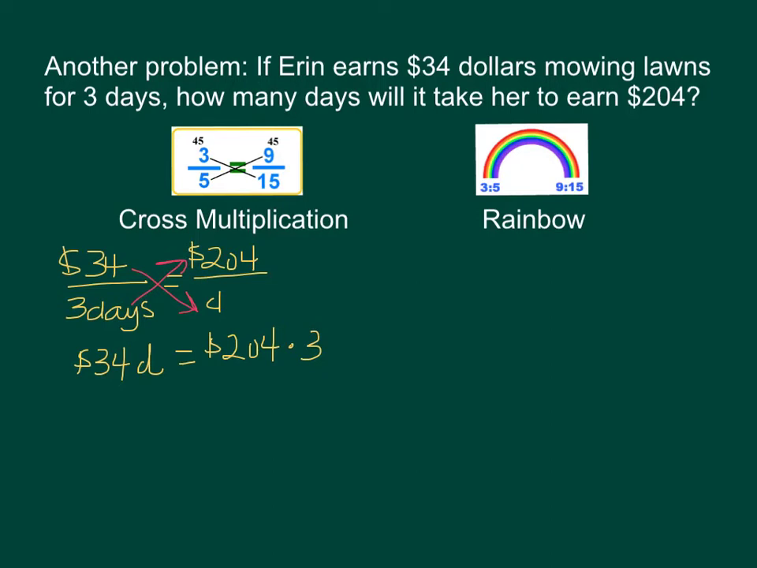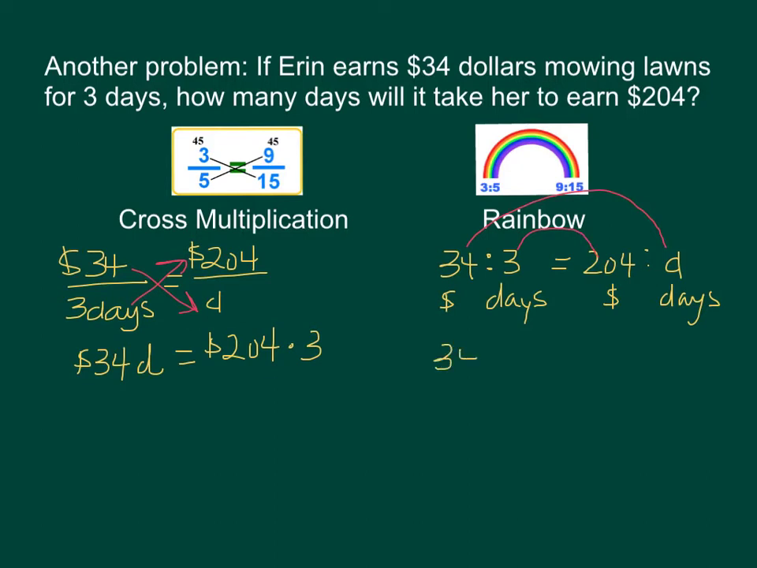Now let's look at how we would set it up with the rainbow method. So you would have 34 to 3. I actually prefer to write the units below it when I'm doing the rainbow method. And we will set that equal to 204 to an unknown amount of days. We will multiply the outside numbers and then the inside numbers together. So that's going to give us again 34 times the days is going to equal 3 times 204. We have the same thing.